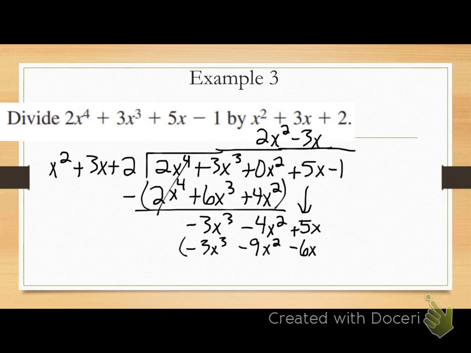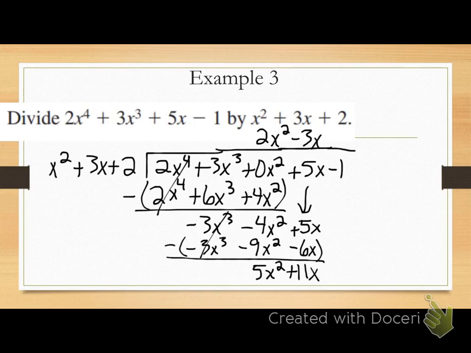Subtract. So I have 5x minus negative 6x. Positive 11x. Because 5x minus the negative 6 turns to plus. So 5x plus 6x is 11x. Think about your signs. Negative 4x squared minus negative 9x squared. Positive 5x squared. 3x cubes cancel out.